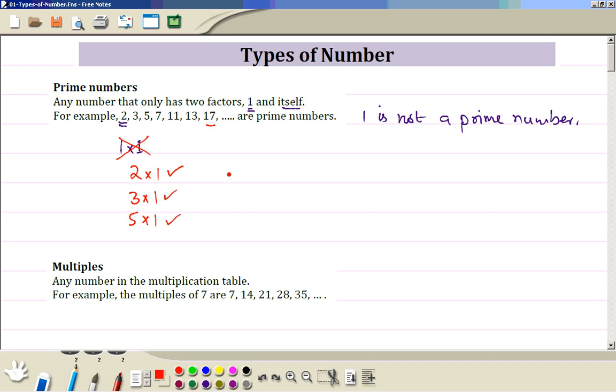The number after 17 will be 19, which is prime. Then 21, because you can divide by 3 or 7, is not. The next one is going to be 23, and so on.